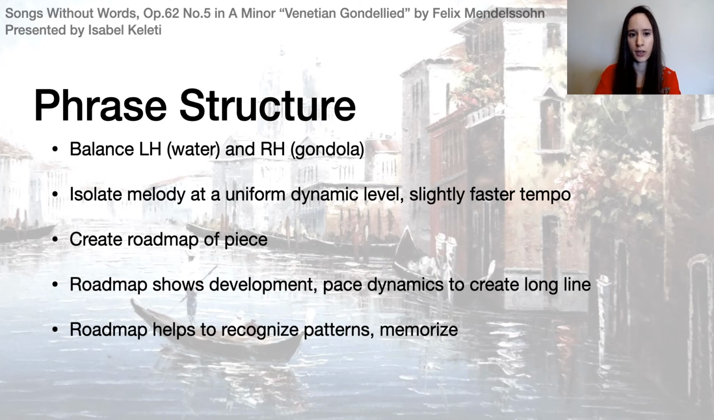You can immediately tell from the opening bars that the left-hand motive evokes the sound of water movements, while the right-hand melody joins in above like a boat floating in the water. To achieve balance between the two hands, the student can practice the right hand as written while the left hand plays silently. One way to map the structure of the piece is to isolate just the melody line in the right hand, playing it at a uniform dynamic and at a slightly faster tempo.